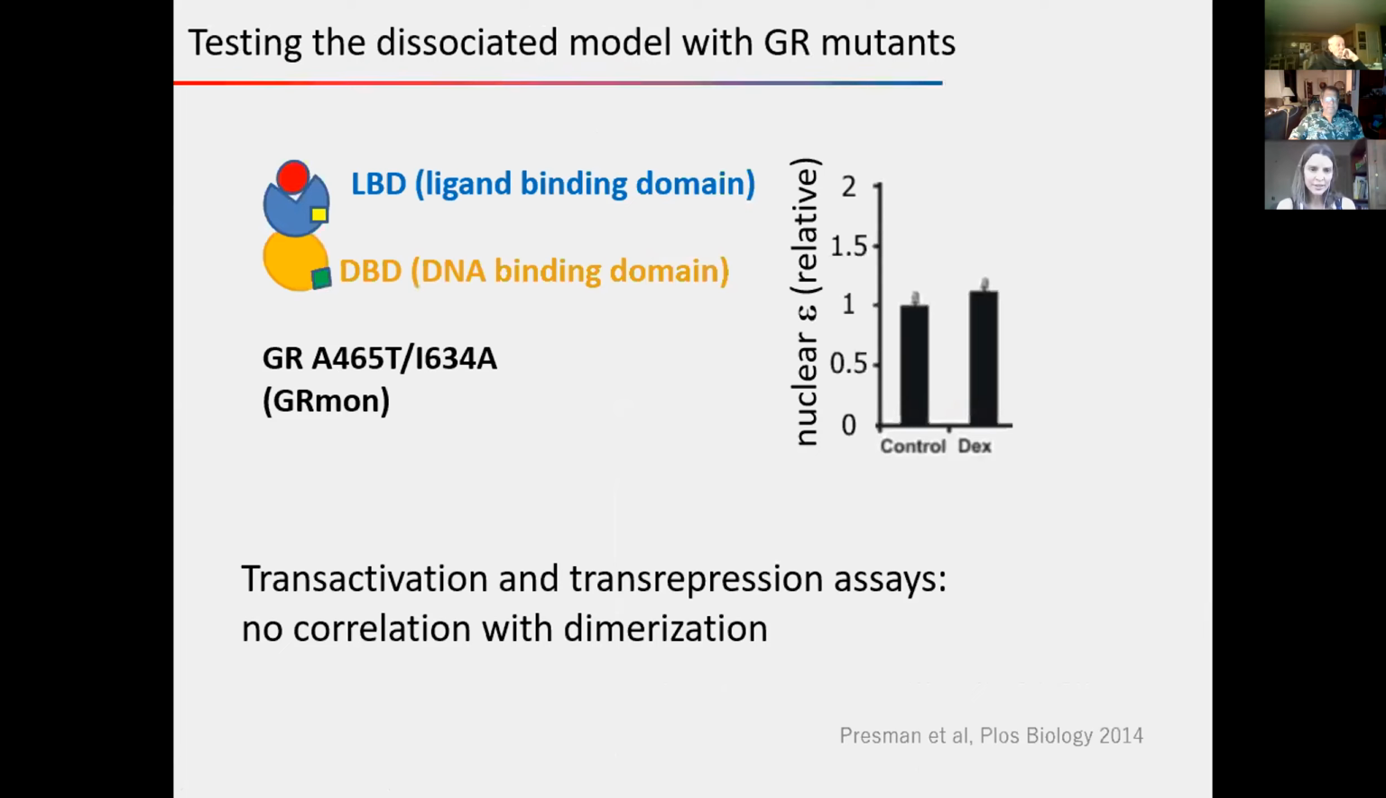So in that work, Diego Presman, who was the first author of this work, constructed a very nice mutant form of the receptor, which has two point mutations, one in the DBD, the other in the LBD. When we tried this mutant by NMB, we observed that this variant was indeed monomeric, and he did multiple assays of transactivation and transrepression and observed that there was no correlation with dimerization. This result implies that the dissociated model was not completely correct.